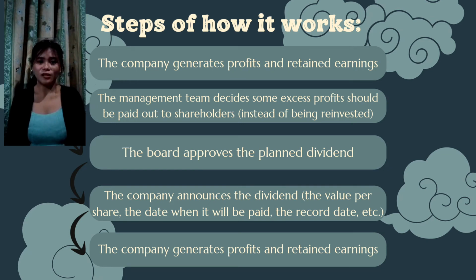So, the steps of how dividend decision works. The company generates profits and retained earnings. The management team decides some excess profits should be paid out to shareholders instead of being reinvested. The board approves the planned dividend. The company announces the dividend, the value per share, the date when it will be paid, the record date, etc.